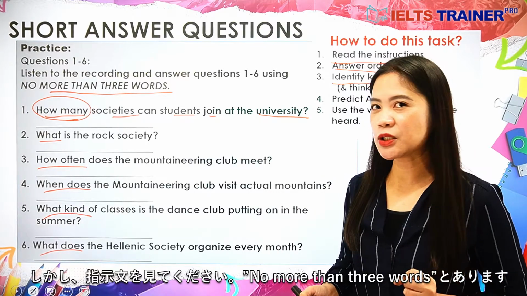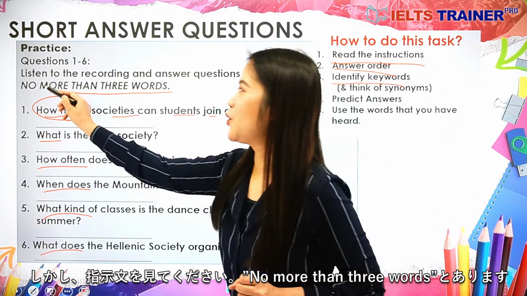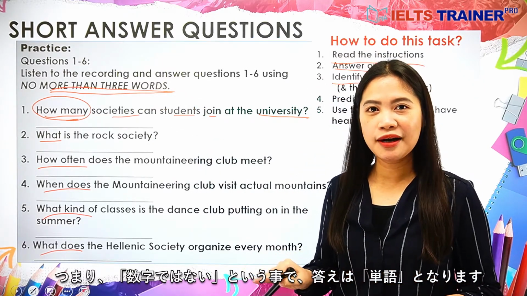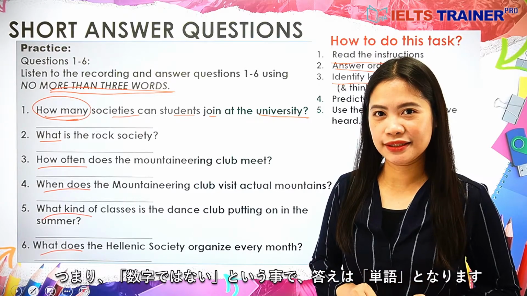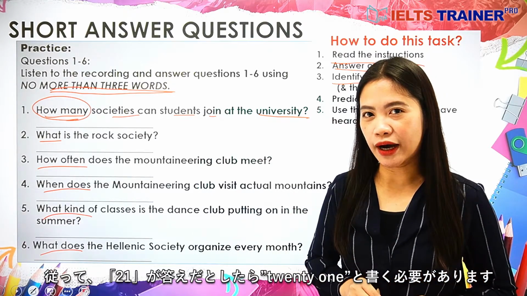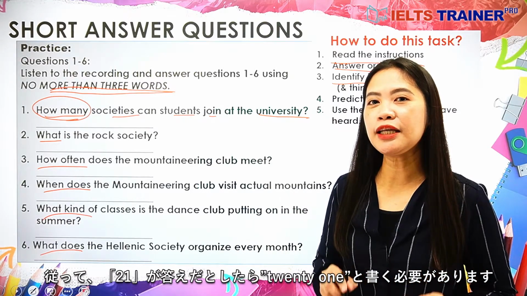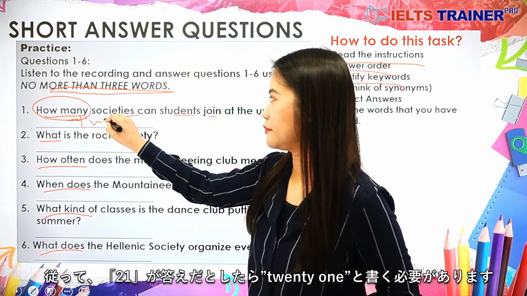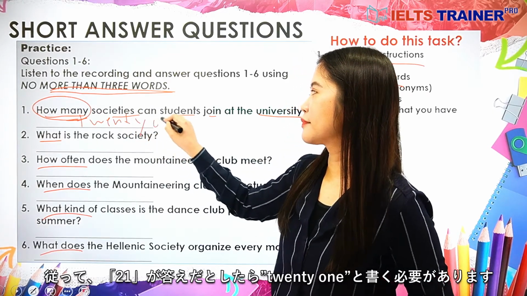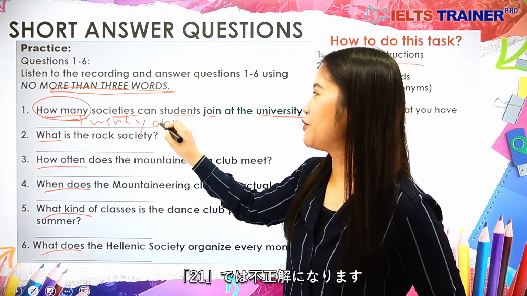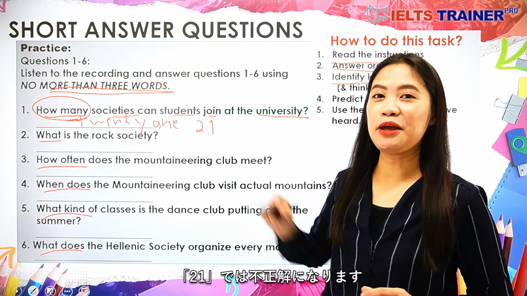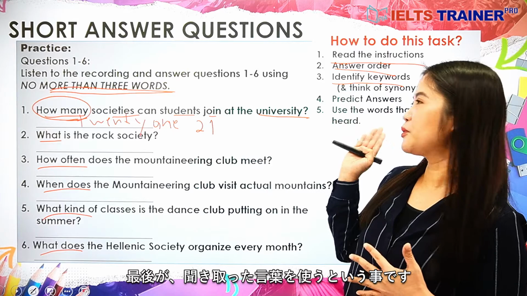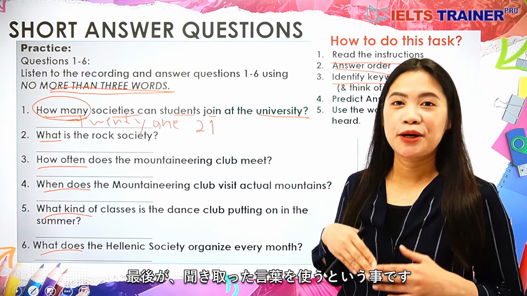But take note, the instruction also says no more than 3 words. So that means no number, only words. So if you hear 21, in this case, you need to spell out the number 21 with words instead of writing 21. And last but not least is use the words that you have heard.